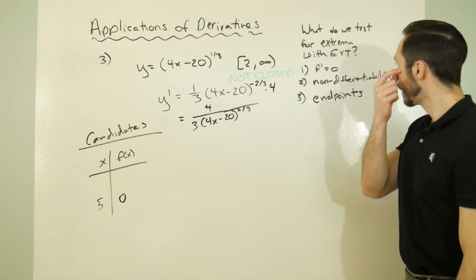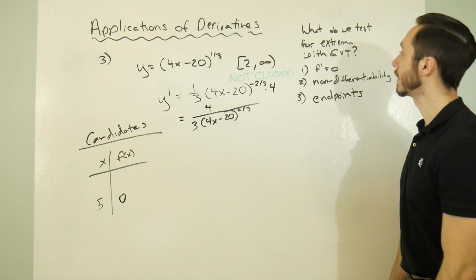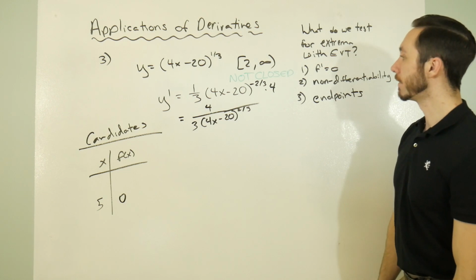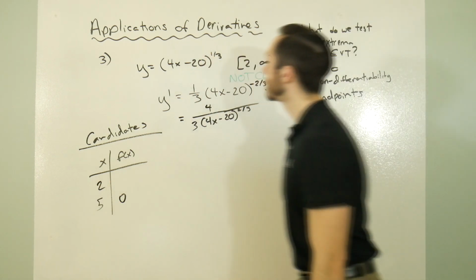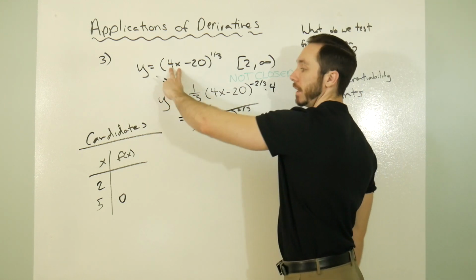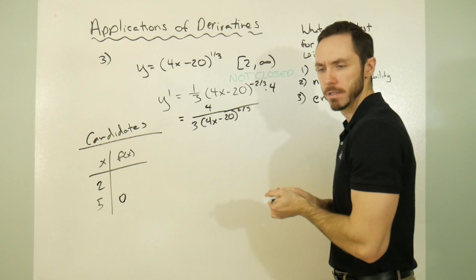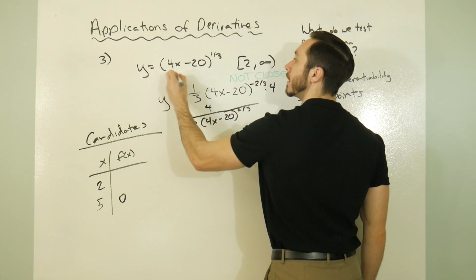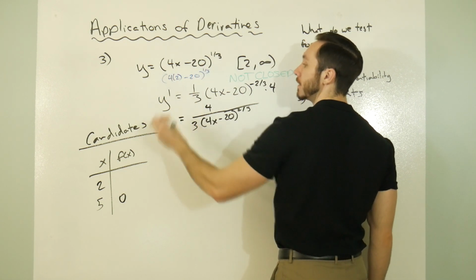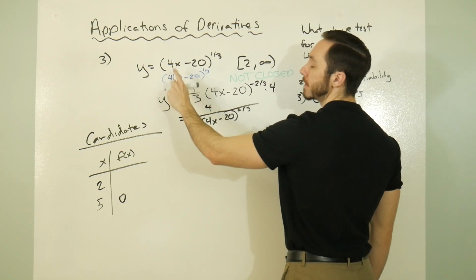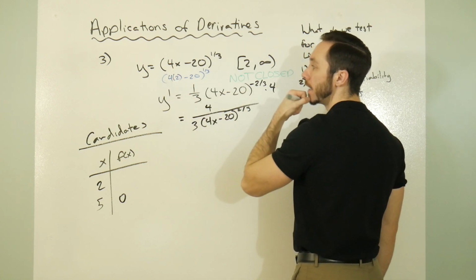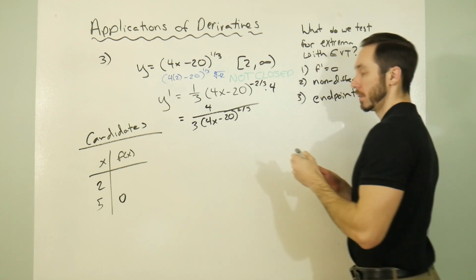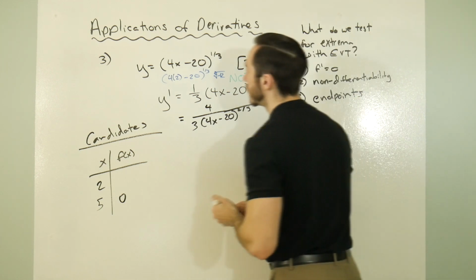Alright, checking the endpoints. We don't have an endpoint to the right, but we do have 2. So we can play around with 2. If I plug in a 2, let's see what shoots out. Let's do this in a different color. So 4 times 2 minus 20, all to the 1/3. So it would be the cube root of that. This is an 8. 8 minus 20 is negative 12. So it's the cube root of negative 12.